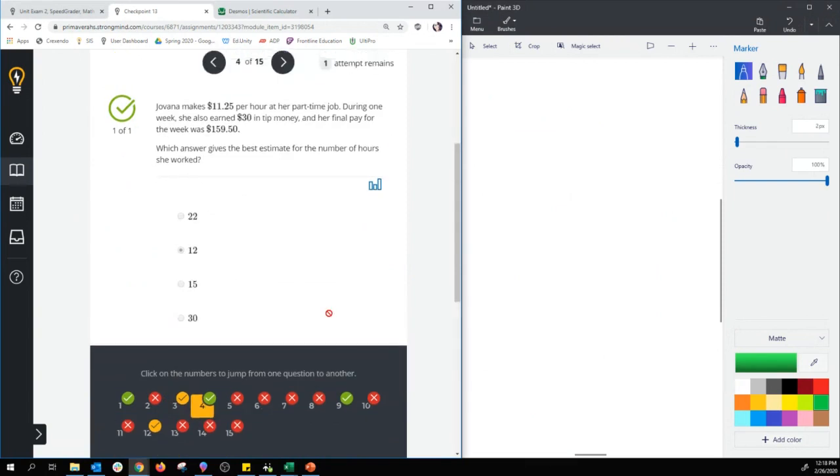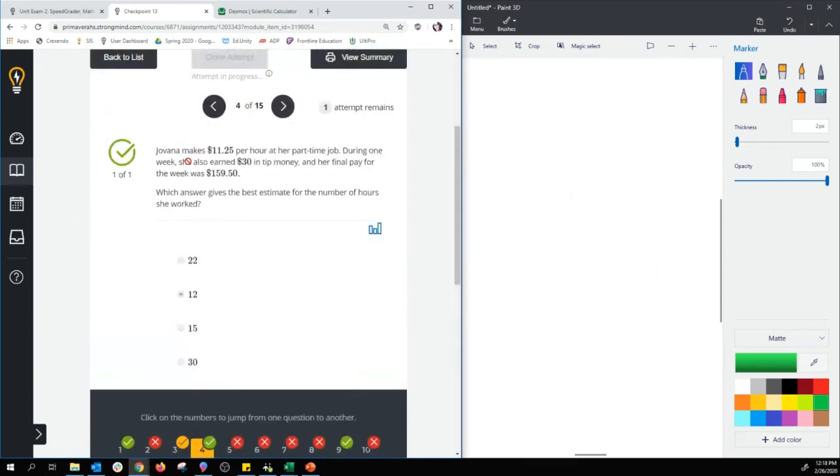All right, number 4. Giovanna makes $11.25 per hour at her part-time job. During 1 week, she also earned $30 in tip money. Her final pay for the week was $159.50. Which answer gives the best estimate for the number of hours that she worked? So there's a few different ways you can go about this. You can either create an equation or you can guess and check here. Now, these answer choices are the number of hours that she worked, right?